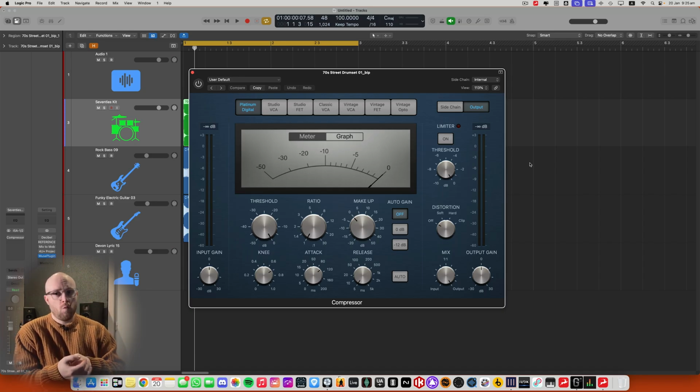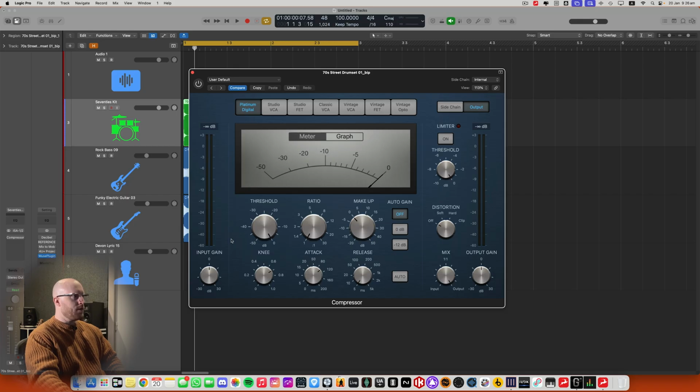Every DAW, whether it's Logic Pro or Ableton or Pro Tools or anything else, will have a stock digital compressor. Digital means that it's transparent, okay? It's not going to add any additional color or saturation or flavor to the sound. And that's how we first need to learn compression. So let's start by looking at the first control on our compressor. The first control is the threshold.